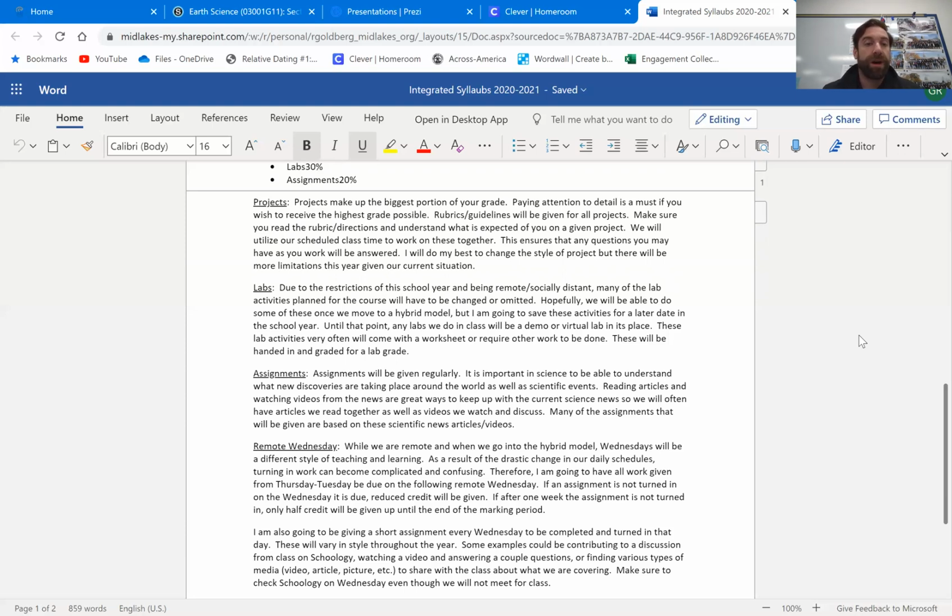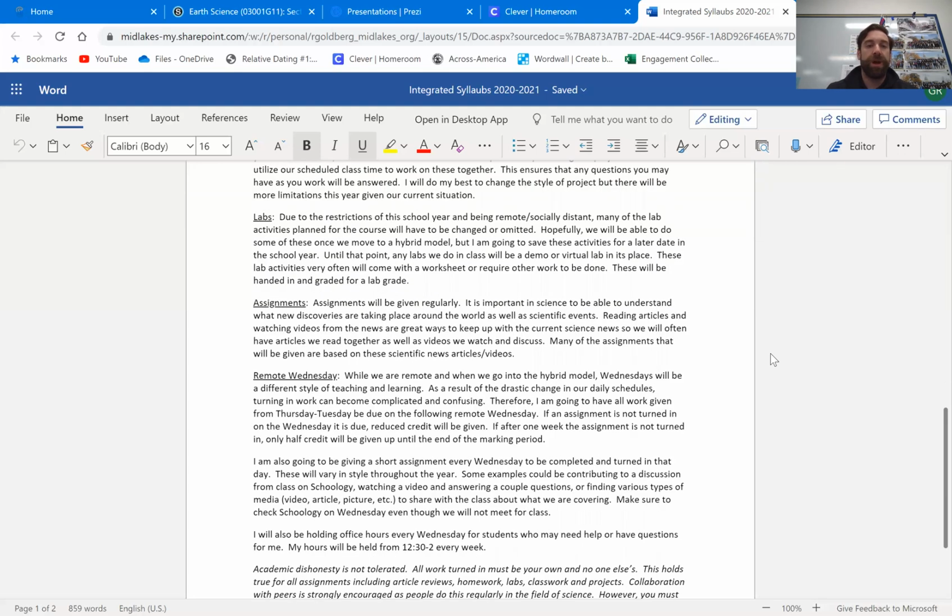The labs, again, because obviously right now nobody's here, and even when we are in hybrid, we have to be socially distant. A lot of the activities that I had planned, we might not be able to do, but I'm going to try my best to maybe alter them a little bit so that we can abide by the guidelines that we have this year. But at the very least, for right now, I'm going to have to alter them significantly, or unfortunately not be able to do some of them. But I'm going to try to keep those activities within the curriculum, so they get a little bit of that hands-on experience that I love so much about this course.